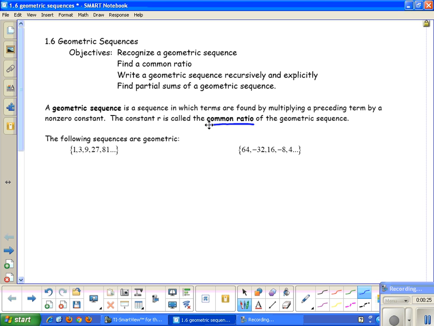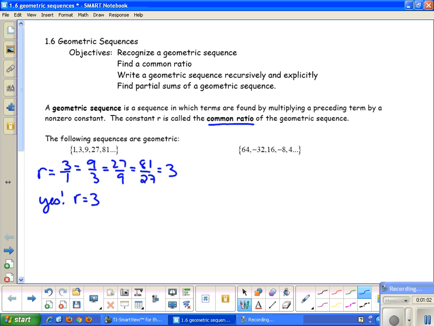So the following sequences are geometric, so we're going to show that they are. For these geometric sequences, in order to make sure they're geometric, you have to have a common ratio. So you take the next term, which would be in this case 3, and divide it by the preceding term. And that has to be equal to 9 divided by 3, which has to be equal to 27 divided by 9, which also has to be equal to 81 over 27. If it doesn't work in one place, then it wouldn't be a geometric sequence. So in this case, the common ratio, r value, would be 3. So yes, it's a geometric sequence, and r equals 3.